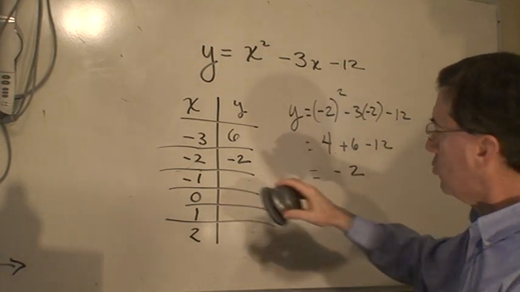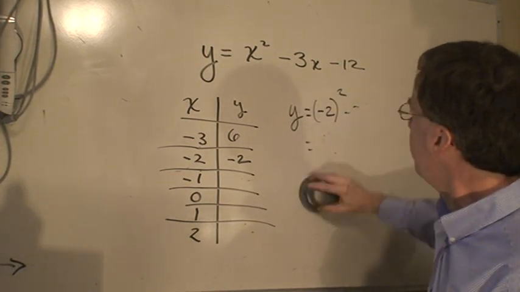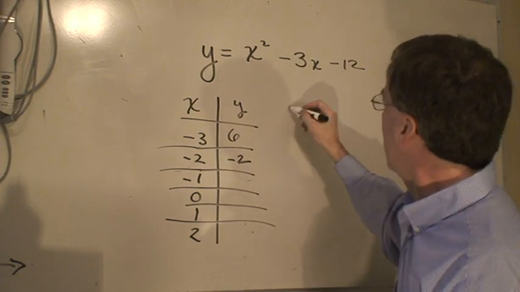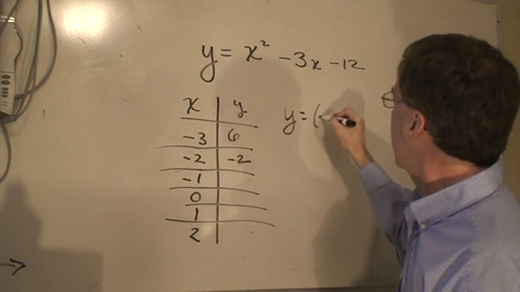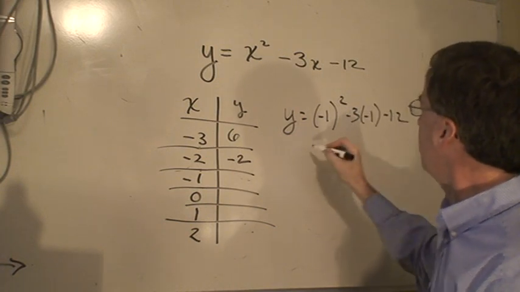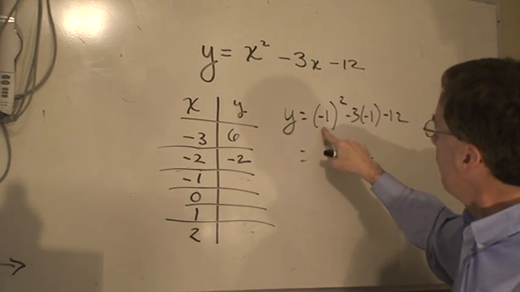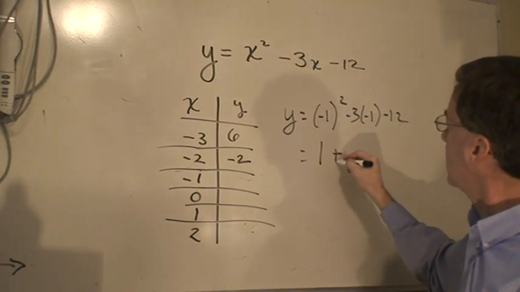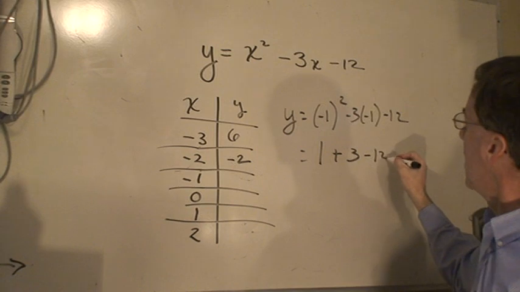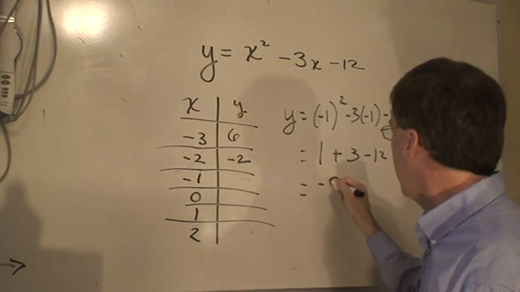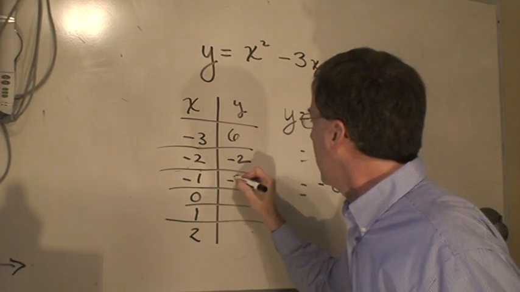All right, my next one is negative 1. Let's see what y value we get for it. So I have y is equal to negative 1 squared minus 3 times negative 1 minus 12. Negative 1 squared is positive 1. Negative 3 times negative 1 is a positive 3, minus 12. So I have 1 plus 3 is 4, minus 12 is negative 8. So for negative 1, I got a negative 8.